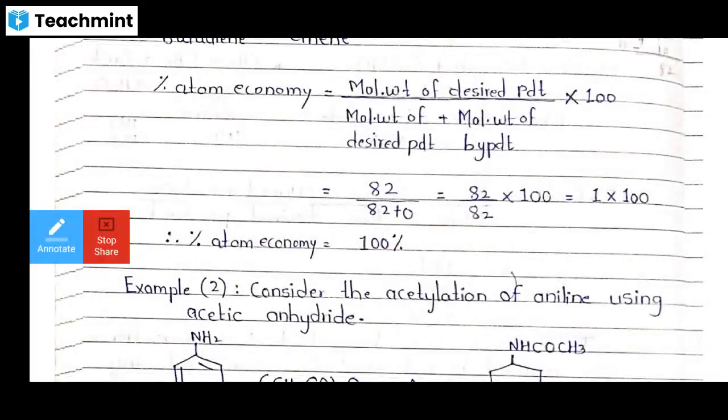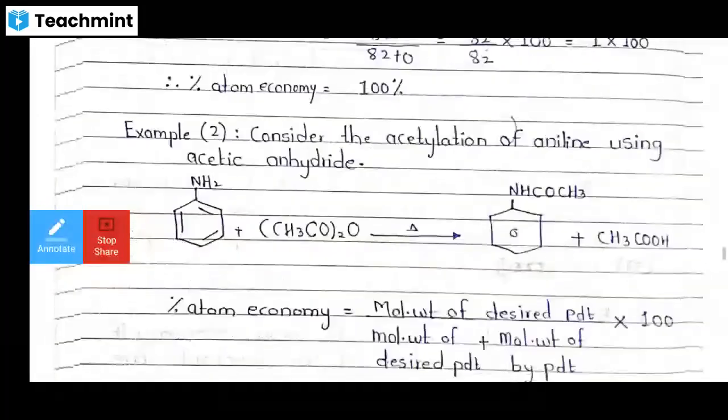If any byproduct is produced, then the percentage atom economy will be below 100%. It will be 70, 60, 40% at that time. But in the case of pericyclic reactions, all the reactions are 100% atom economic. So these are good types of reactions.